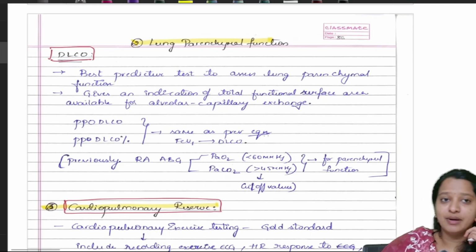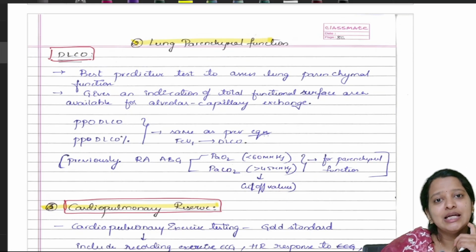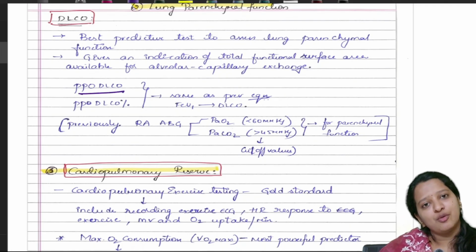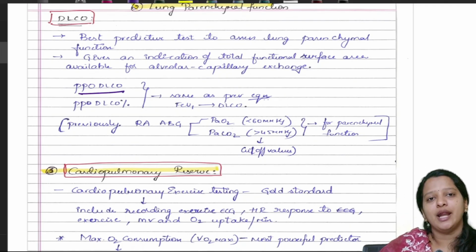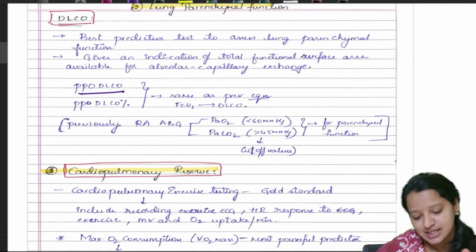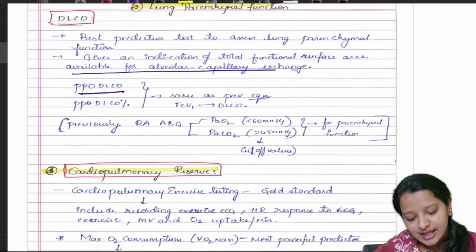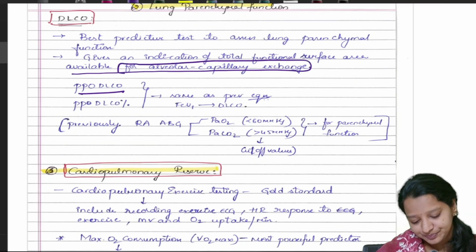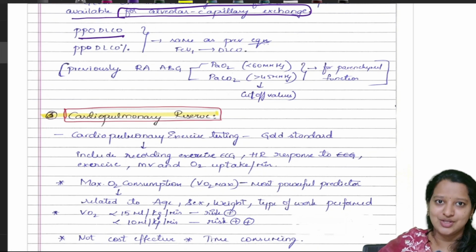The second one is lung parenchymal function. Here we'll see DLCO. Again, the same post-operative, we'll predict post-operative DLCO and post-operative predictive DLCO percentage. What this DLCO actually says is it tells about the alveolar capillary exchange. What exchange? Oxygen gas exchange.